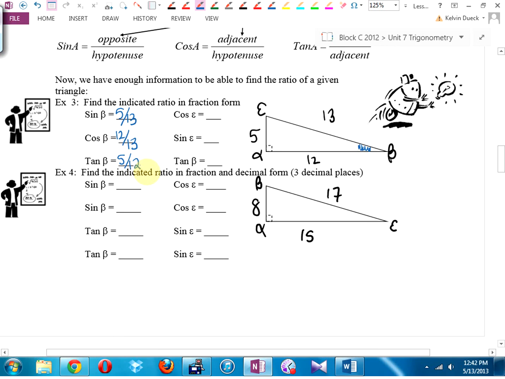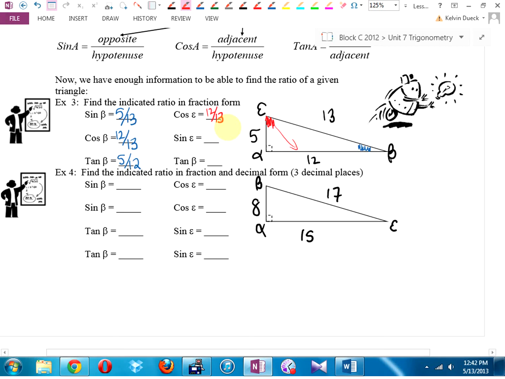Now, Brianna, if I look at a different angle, that's all going to change. Because now it says look at angle E, angle epsilon, if you want to use the Greek. It says, what's the sine of epsilon? That's going to be opposite over hypotenuse, but what's opposite to epsilon? Well, I'll change colors. I'll color it in red. 12 over, what's the hypotenuse? 13. That one doesn't change.